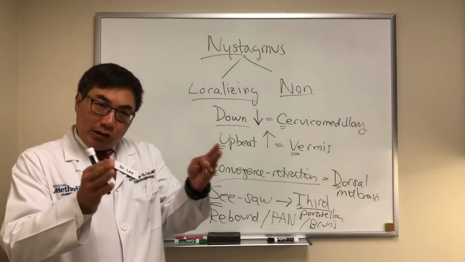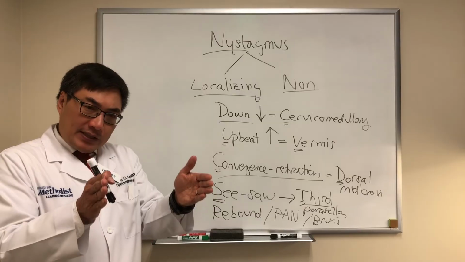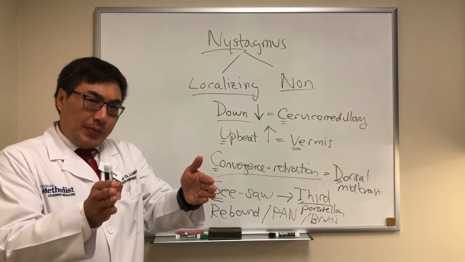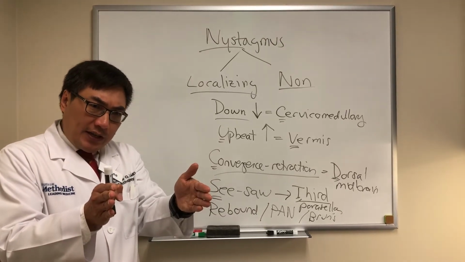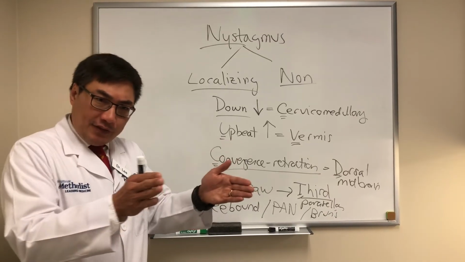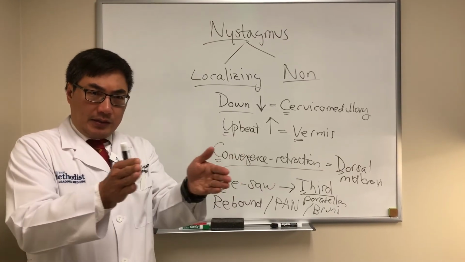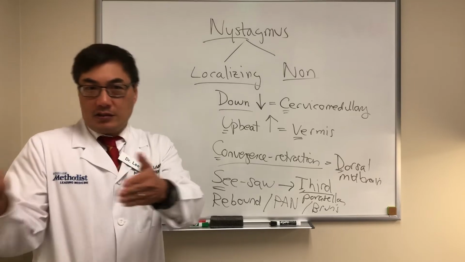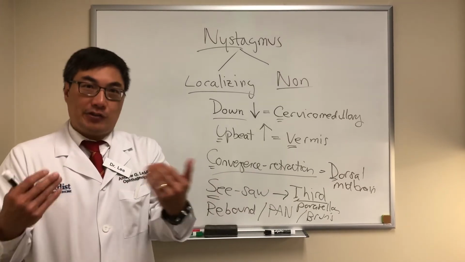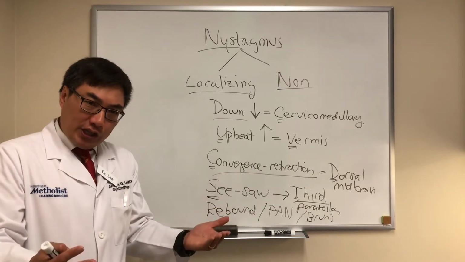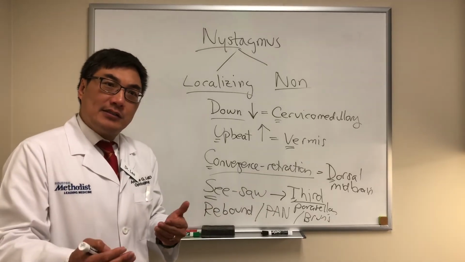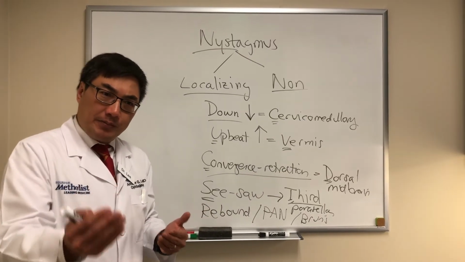Rebound looks like periodic alternating nystagmus, except it's gaze-evoked. So periodic alternating nystagmus, first it'll be horizontal jerking to the left, then it'll slow down, do nothing, and then it'll beat to the right. It alternates periodically. That can be acquired or congenital. The acquired form localizes to the cerebellum, and baclofen is the treatment.